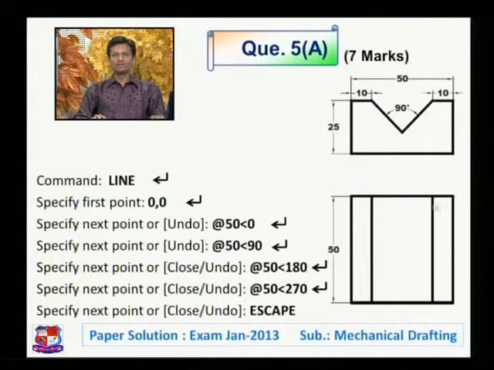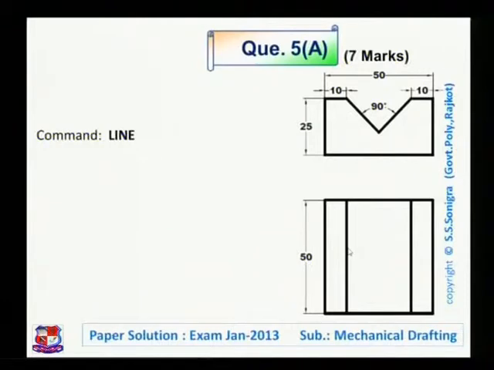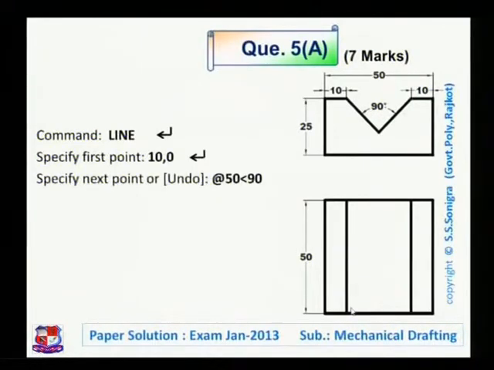So till now we have drawn just this square. After drawing this square, let me draw this line. To draw this line, again we use the line command and enter. Specify first point. So we start from here. The coordinate of this point would be 10 mm on x-axis, 0 mm on y-axis. The absolute coordinates are 10 and 0. Enter. Then specify next point. Here this length is 50 mm at an angle of 90 degree. So at 50 at an angle of 90 degree, draw vertical line.